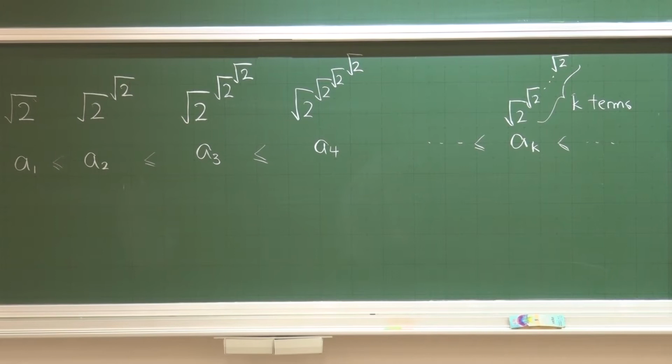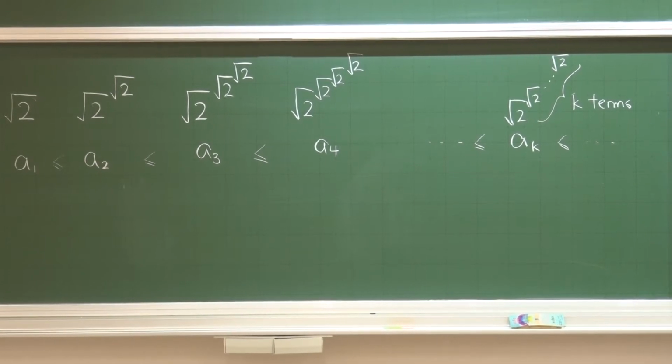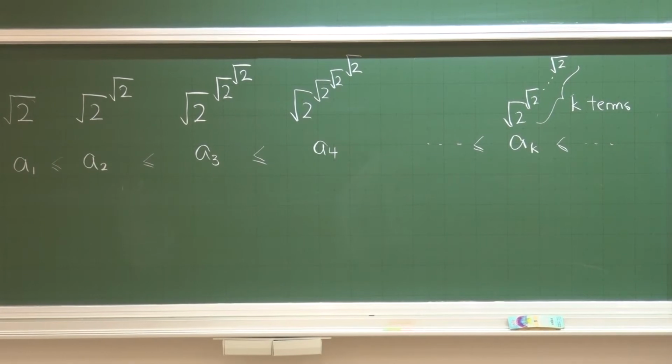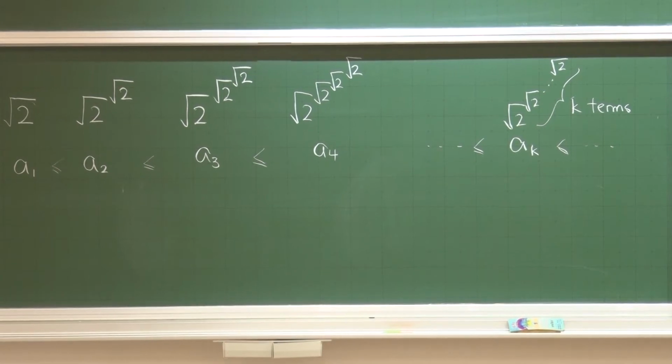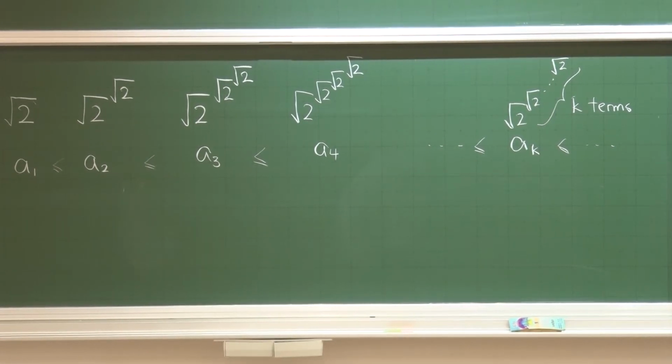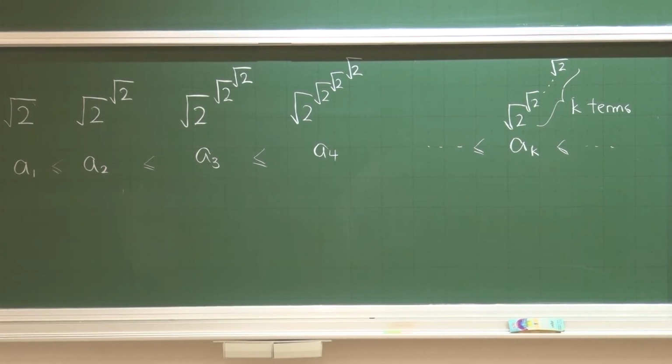So let's take a look. Square root 2 is just square root 2 to the power 1, right? And then the next one, A2, is square root 2 to the power square root 2. Which one is larger? It should be square root 2 to the power square root 2. The reason is that square root 2 is 1 point something. Okay. And then the first is 1 point something to the power 1, and the other is 1 point something to the power 1 point something. So it must be larger. Is that okay? Okay.